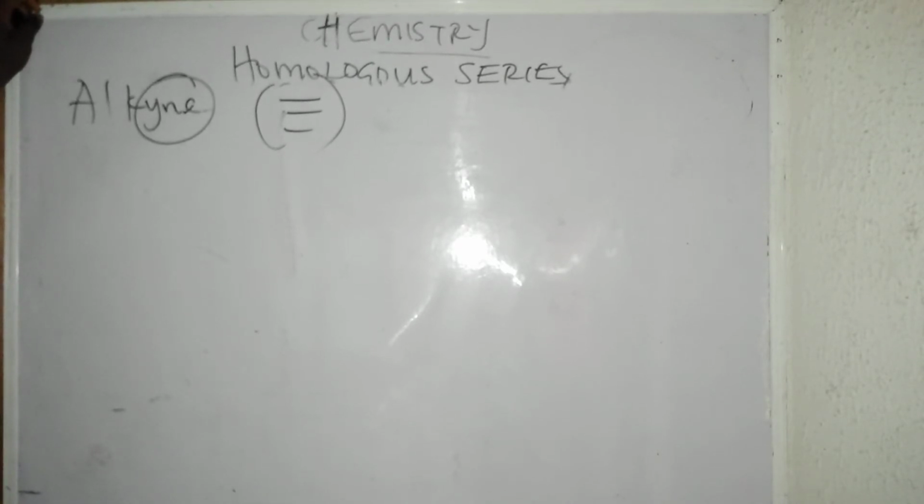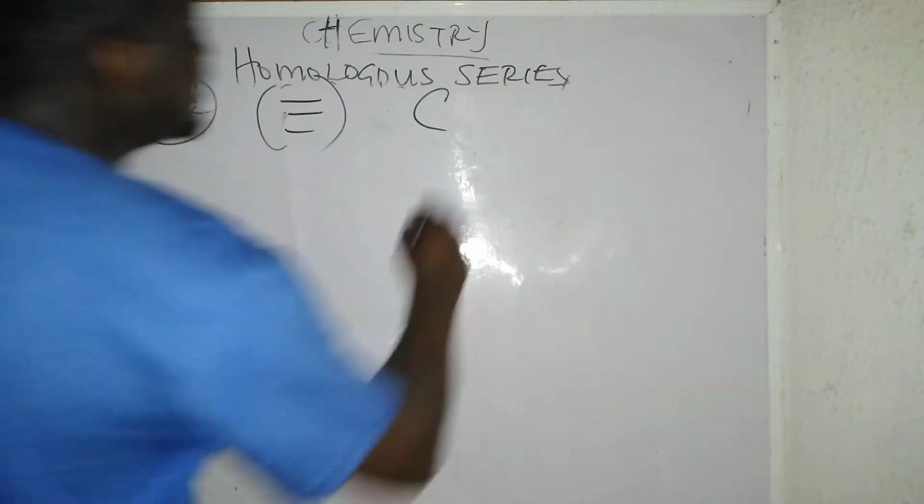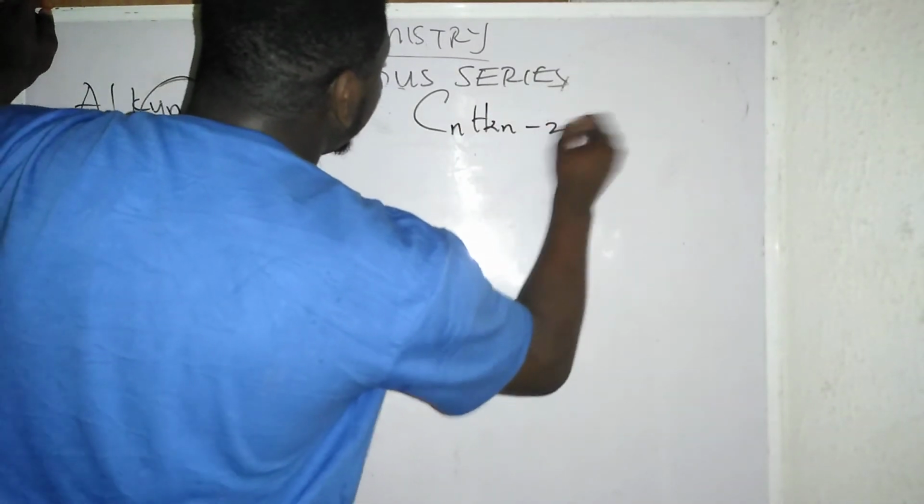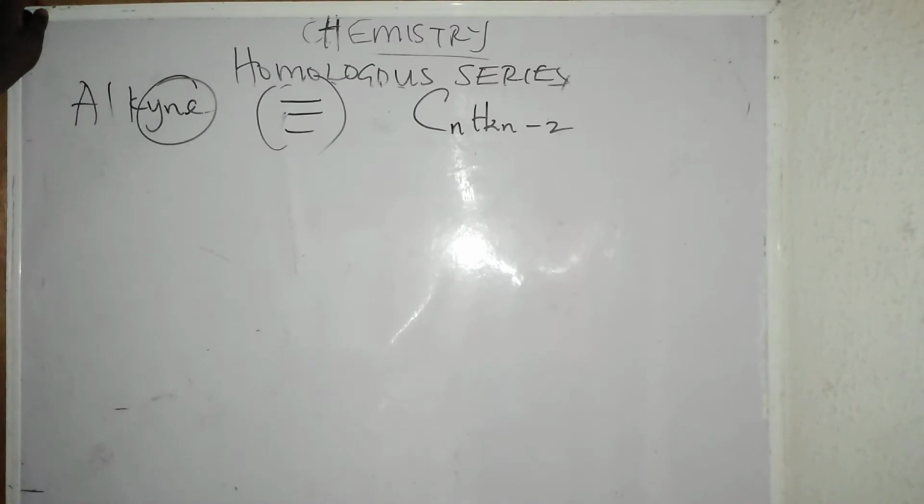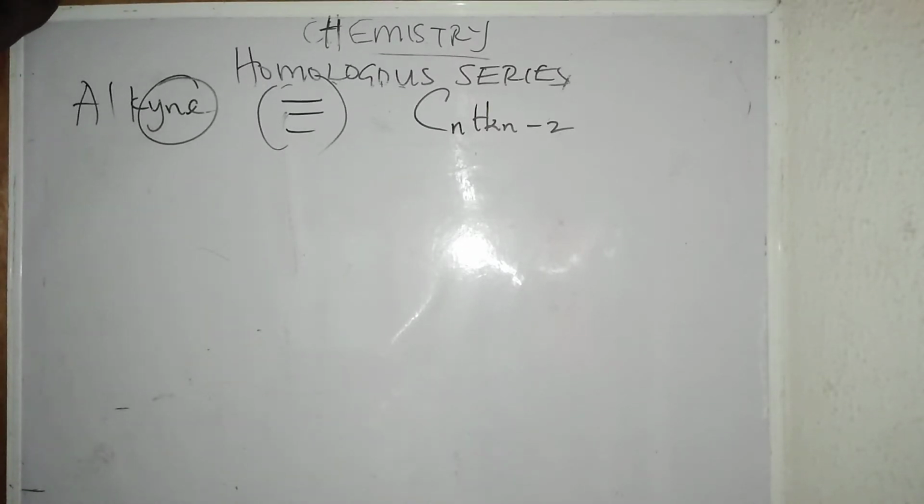In the alkyne family, the formula is given as CnH2n minus 2. This is entirely different, but we really need to understand each of these formulas so we will not make an error. They have a particular and specific formula, so we need to watch out for this formula so as not to create a blunder or a mistake.